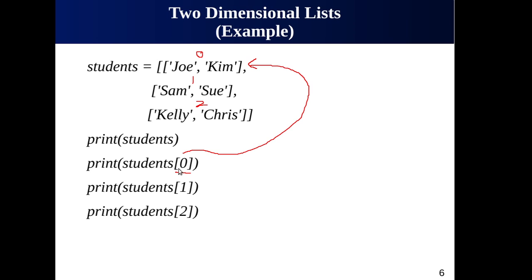Once you write print students 0, it will display Joy and Kim, the first sublist element. In a similar way, this will display the contents of the second sublist, and the third line will print the contents of the third sublist. So this line will display the entire student list, while these print statements will display the first sublist, then the second sublist, and the third sublist.